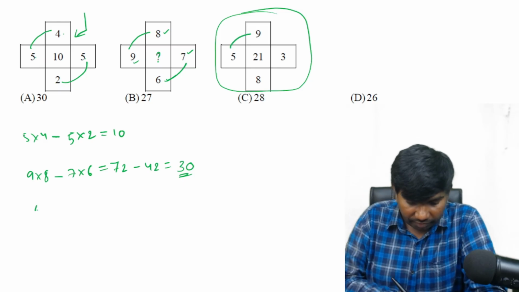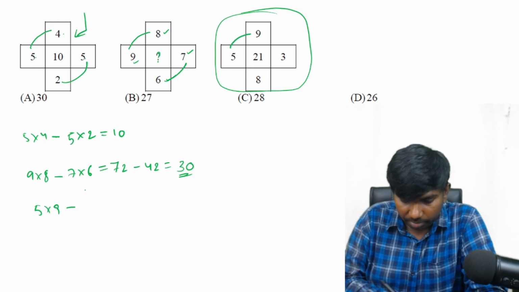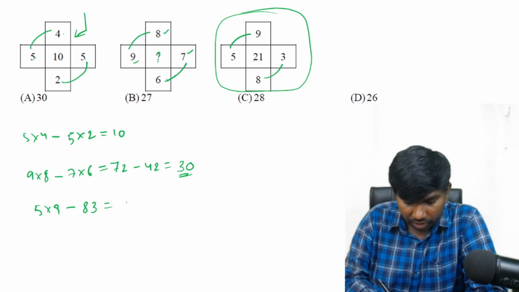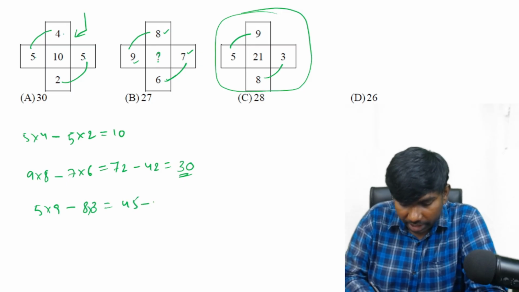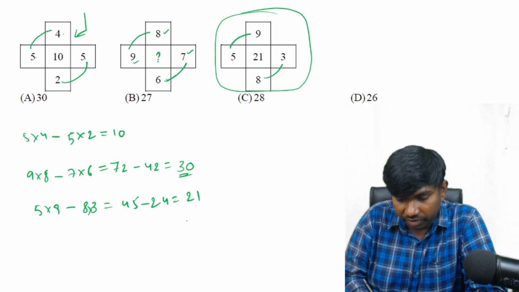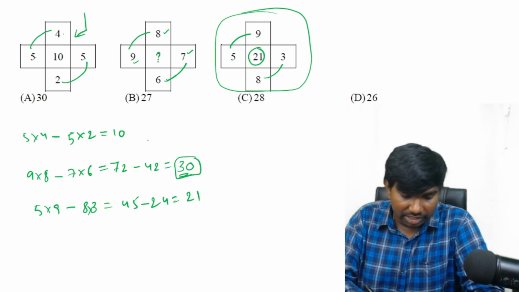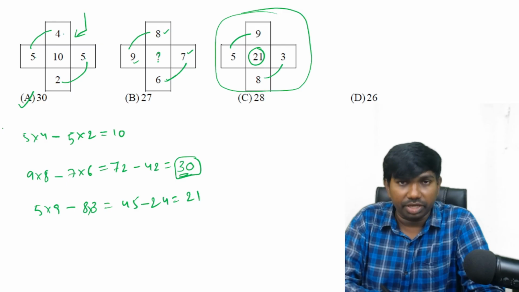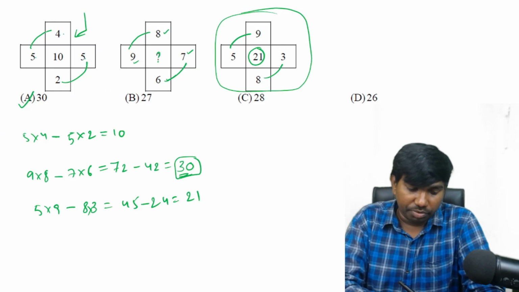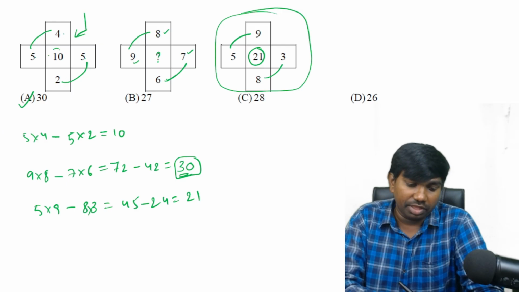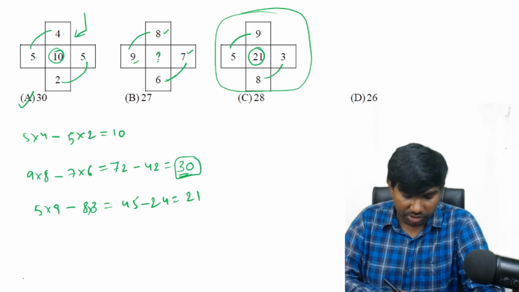5 into 9, 45 minus 8 into 3. 8 times 3 is 24. 45 minus 24 is 21. Yes, 21 is given in the middle. That means our answer is correct. That is 30 only. So the product of two adjacent numbers and the product of the other two adjacent numbers, and their difference is written in the middle. That is the logic used in this question.